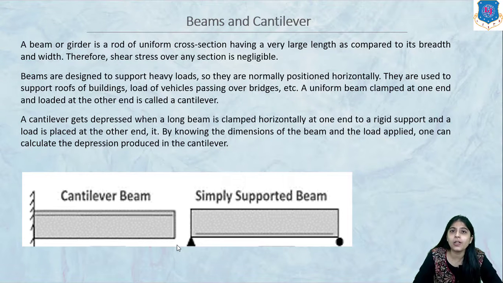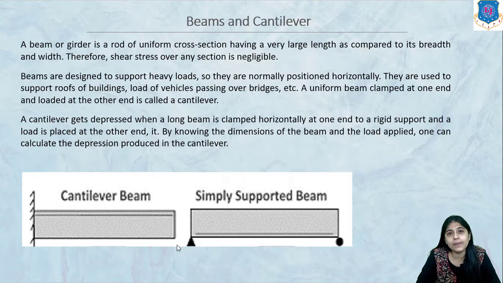A beam or a girder is basically a rod of uniform cross section having a very large length as compared to its breadth and width. Again I am repeating, a beam or a girder is a rod with uniform cross section having a very large length as compared to its breadth and width. This is the reason that shear stress over any section of the beam is negligible.